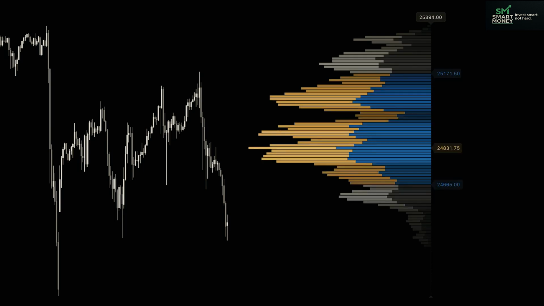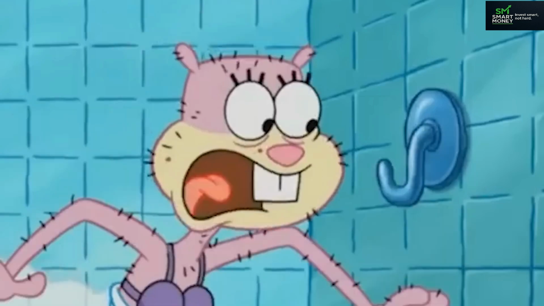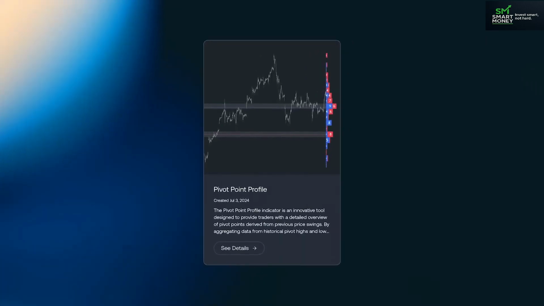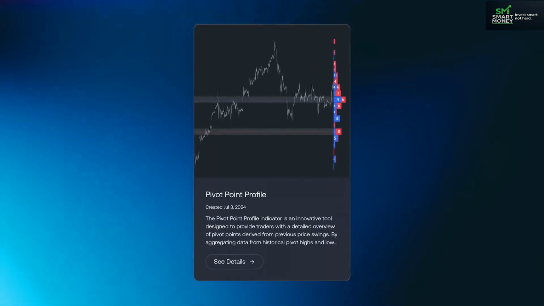Traders swear by volume profiles. But what if you could build one without volume at all? Instead of plotting where trades happened, imagine mapping why they did. Picture this: every pivot point stacked into a clean, color-coded profile right on your chart. That's Pivot Point Profile. It turns structure into a story.